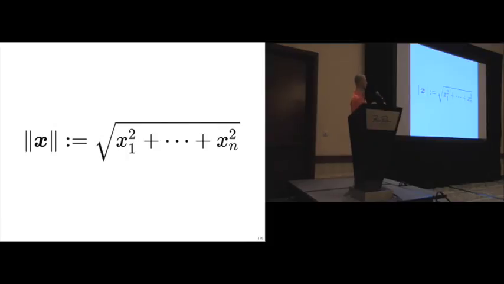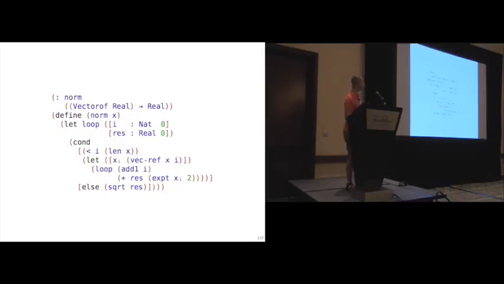You have some vector in a vector space, and to take its norm, you square all of the elements, add them together, and take the square root. Here's the Racket code for that. We take the vector x in, and then we have those two variables that we're going to loop with. i is the index that we're iterating, and res is the result, the thing we're accumulating. In the body of the loop, you test: is this still a valid index? If so, pull that value out, square it, add it to the result, and iterate with the next index. Otherwise, you've run past the end of the array, so just take the square root of what you've been accumulating.